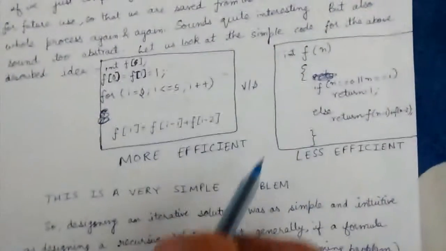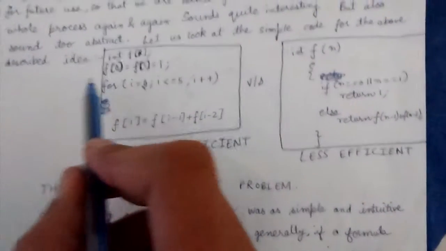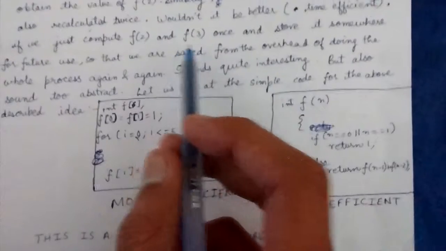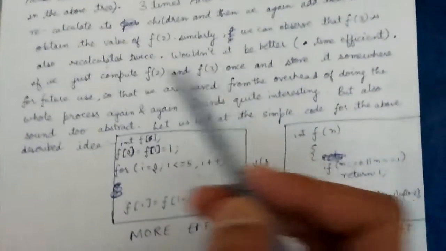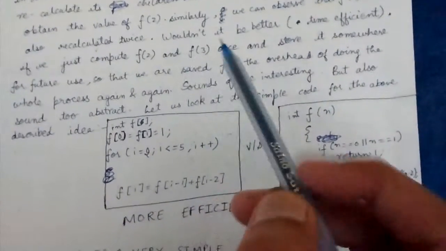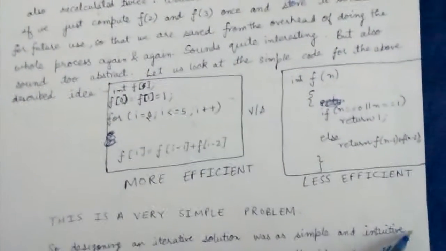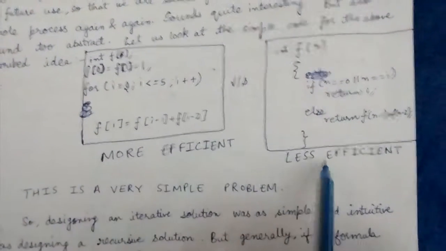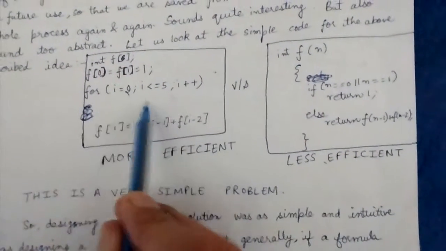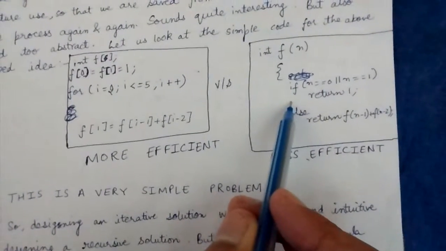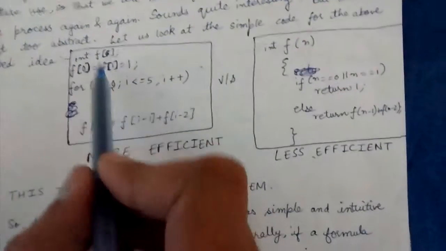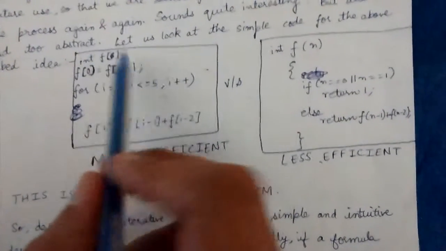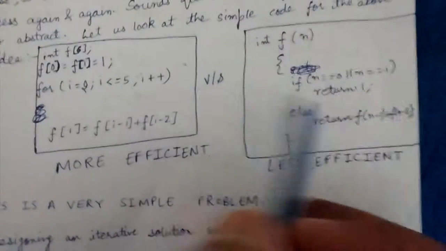Hi friends, in this lecture we will continue from our dynamic programming part 1, where we saw what dynamic programming is and why it is useful. So let us see these two codes, one of which is more efficient and one is less efficient. This one is using dynamic programming and this one is using plain recursion, with no dynamic programming in it. Both are solving the Fibonacci number problem.